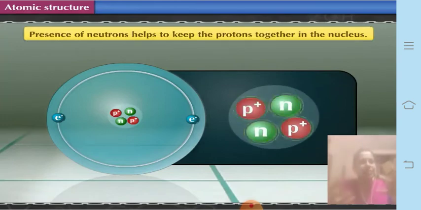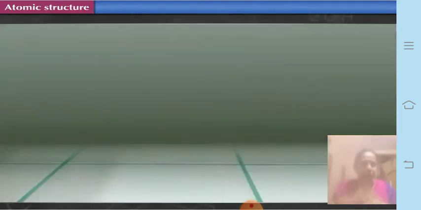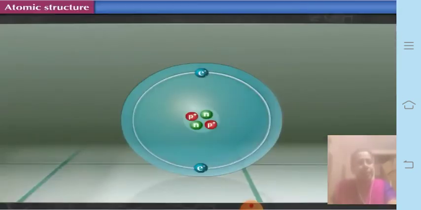That is why the neutrons help to keep the protons together in the nucleus, as they sit in between two protons. One proton, one neutron, one proton, one neutron, one proton, one neutron, and therefore the force of repulsion which would have been there because of the positive charge will not be there.